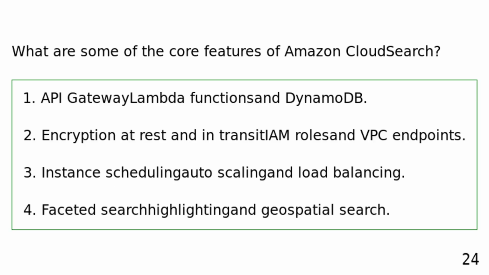What are some of the core features of Amazon CloudSearch? API Gateway, Lambda Functions, and DynamoDB. Encryption at rest and in-transit, IAM roles, and VPC endpoints. Instant scheduling, auto-scaling, and load balancing. Faceted search, highlighting, and geospatial search.